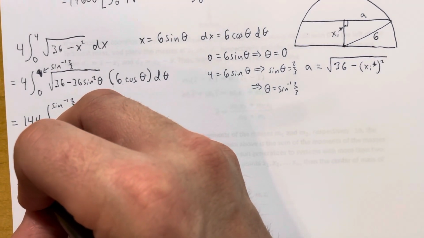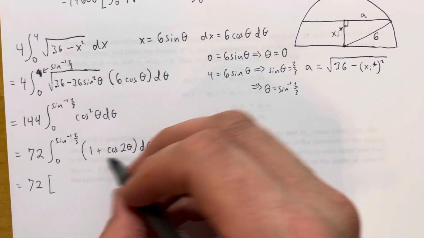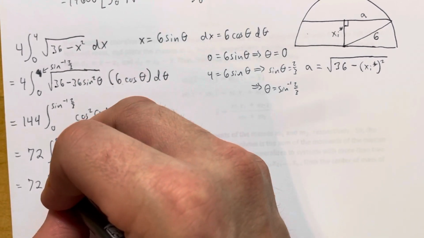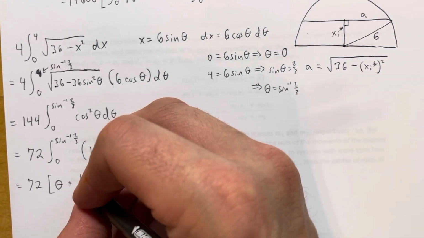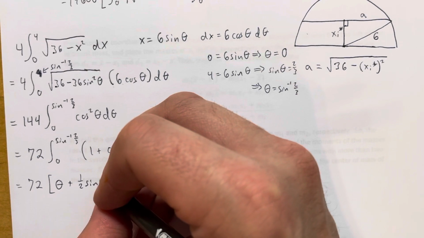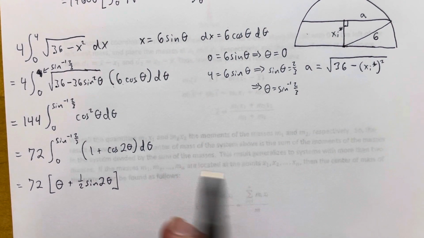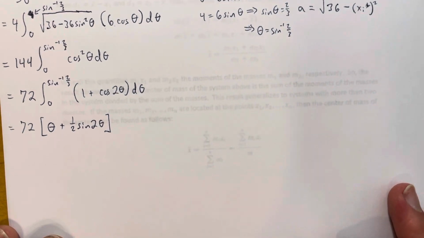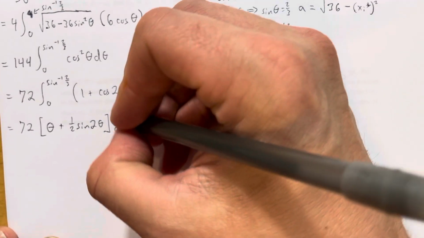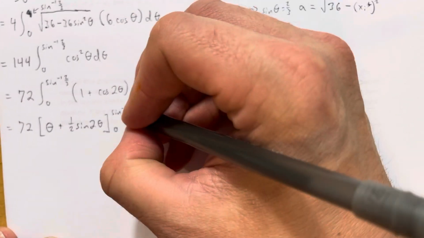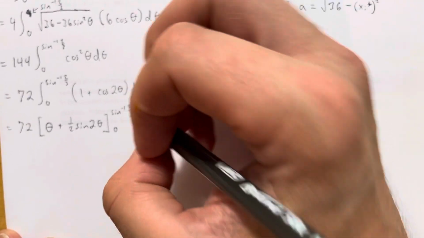Now the integration is a lot more straightforward. If I integrate, I'm going to get theta here plus 1/2 sine of 2 theta from this step here. That's a straightforward u substitution that would do that. We're going from 0 to the inverse sine of 2/3.